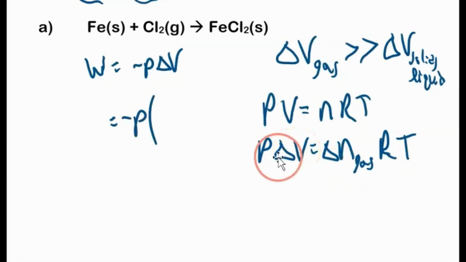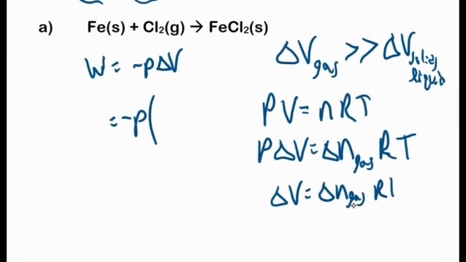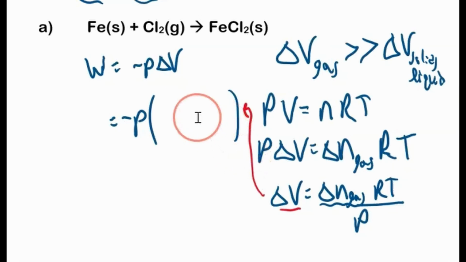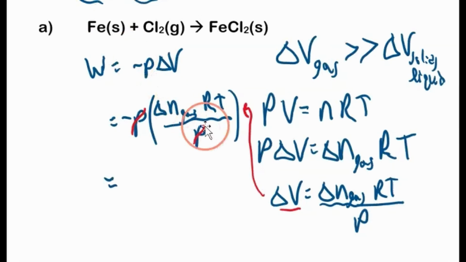So negative P, and now this delta V. I'm going to solve for delta V down here. Delta V equals delta n gas, RT divided by P. We're going to substitute this into here. So negative P times delta n of the gas, RT over P. Pressure cancels out. I explained in the previous video why, but it cancels out because we've already considered the change in moles and the temperature, so we don't need the pressure here. So we're at negative delta n of the gas, RT.